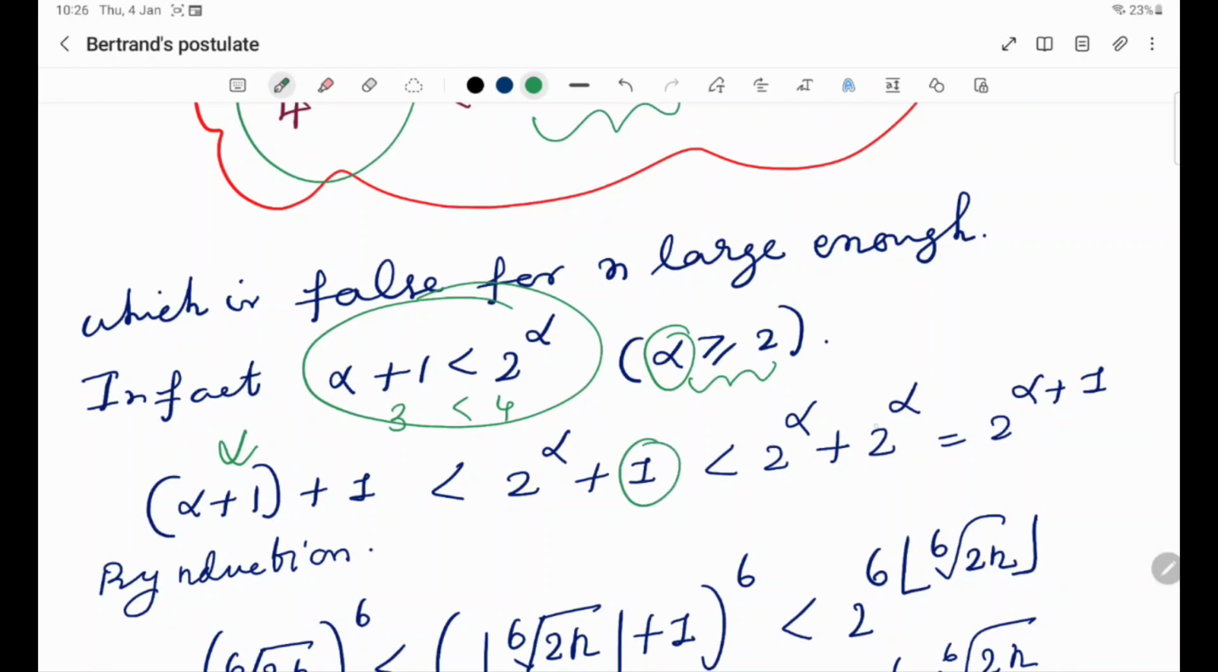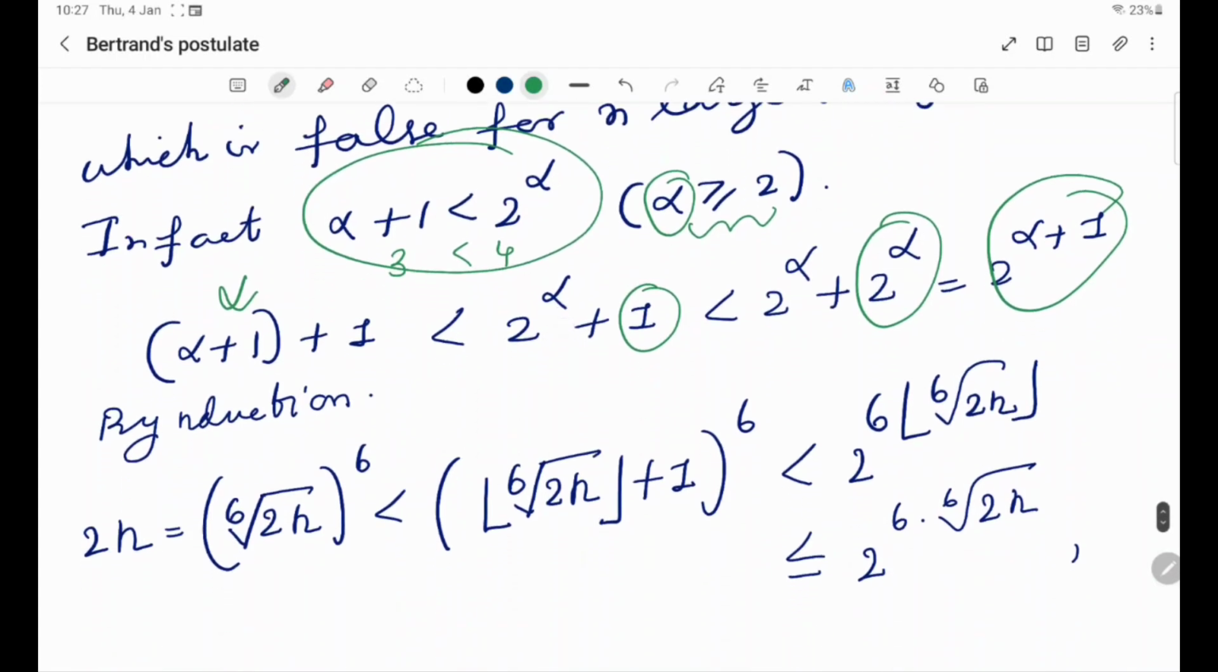Now 1 is less than 2 raised to alpha, so this can be written as 2 raised to alpha plus 2 raised to alpha, right? Then that is 2 times 2 raised to alpha, which is 2 raised to alpha plus 1. So alpha plus 1 is less than 2 raised to alpha plus 1. So that's true. So you take any alpha greater than or equal to 2, this inequality is true. So we prove the induction.